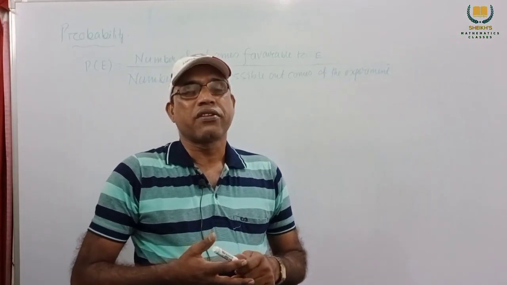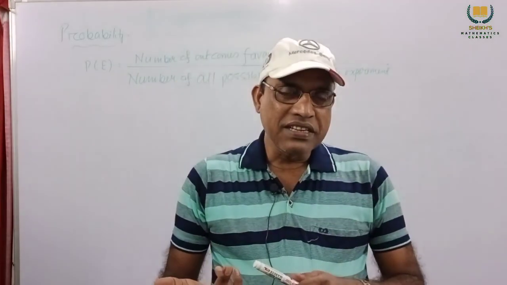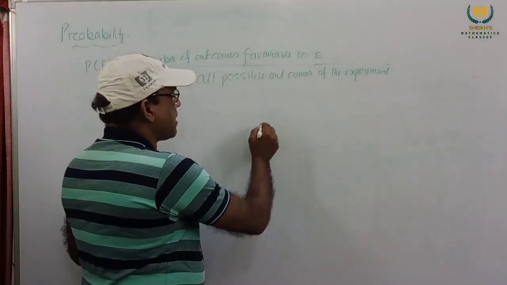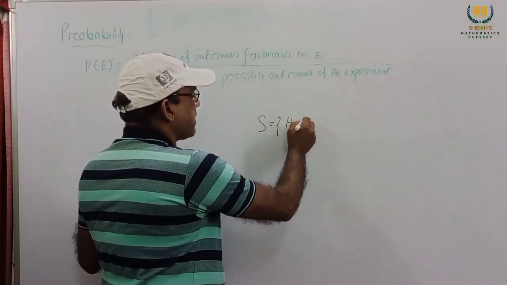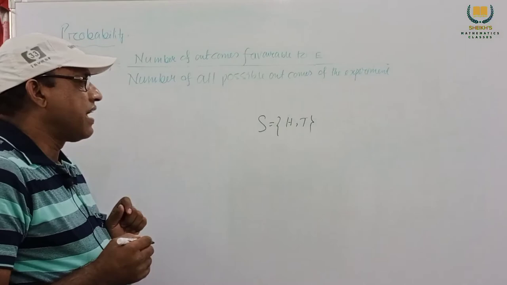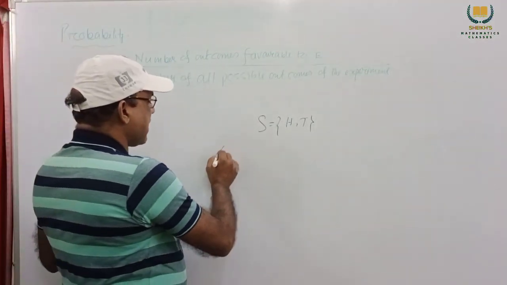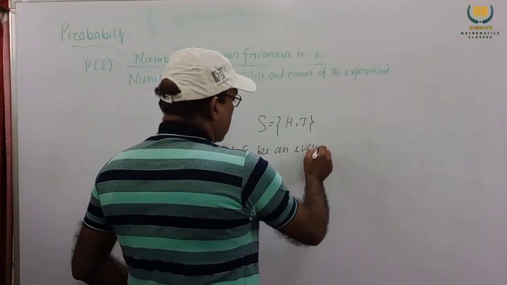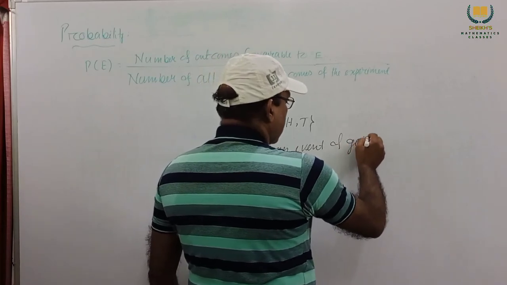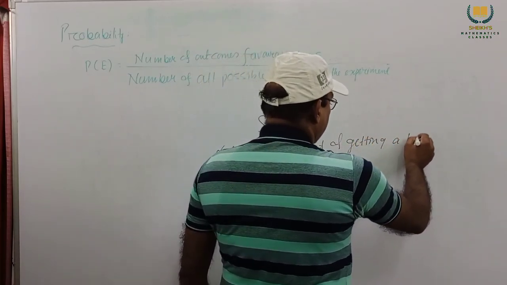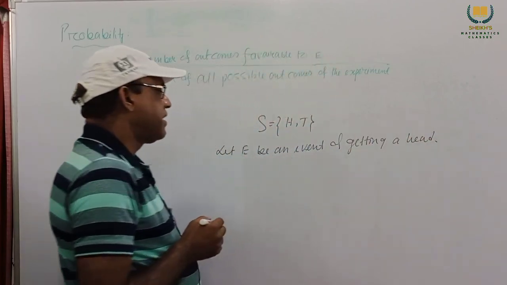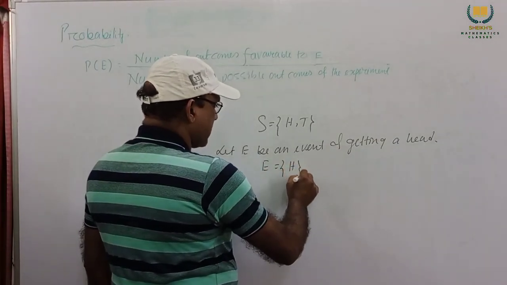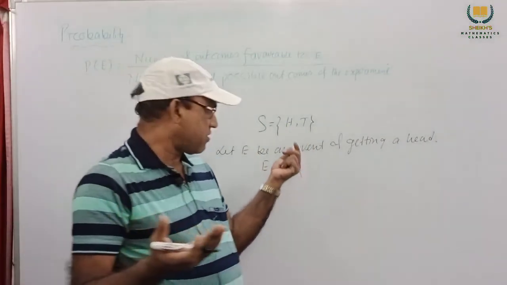Suppose we are tossing a coin, which has 2 results. Suppose we want a head. S is the sample space, only head and tail we have if we toss a coin. So, let E be an event of getting a head. So, E equal to only one head we have in this experiment. Because a coin has 2 results, only one head we have.